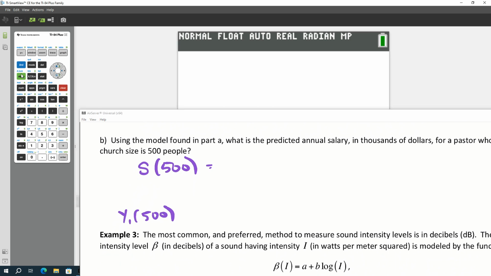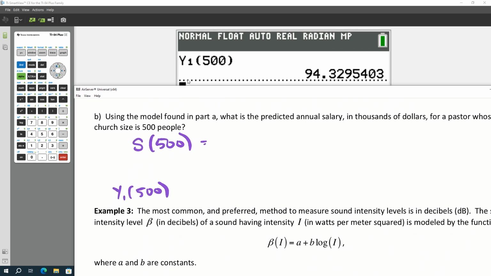All right, so we're going to that same place we've been going to get y1. And we just put 500 in parentheses. It'll plug it in there for us and give us the answer. Now, if it tells you to give the answer in thousands of dollars, I would recommend that you just go ahead and use their decimal, be accurate to 3 places, so you could round or truncate at 3, or you could just keep going to 4, whatever you wanted to do. And then say thousands of dollars.